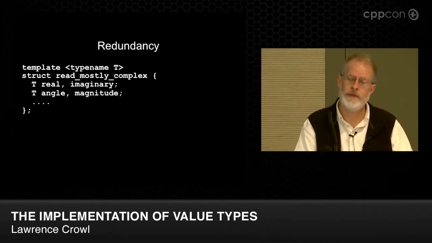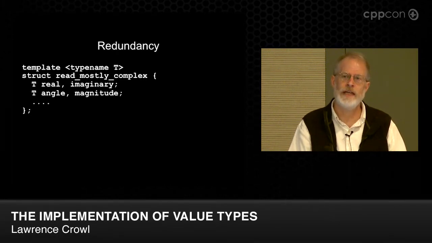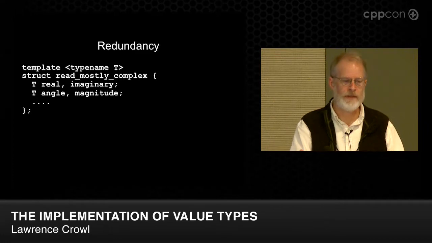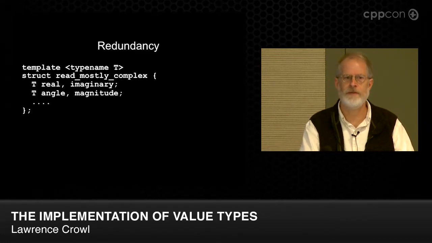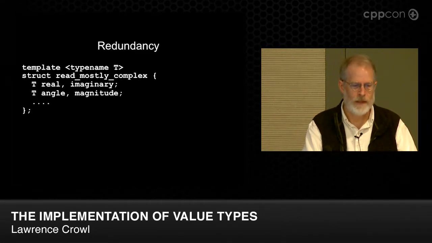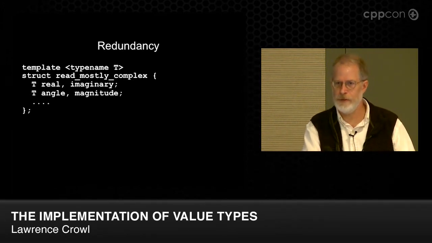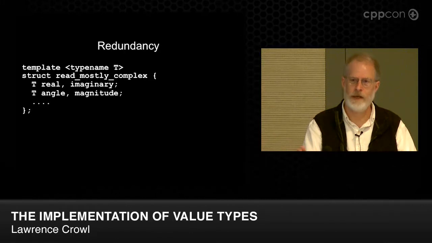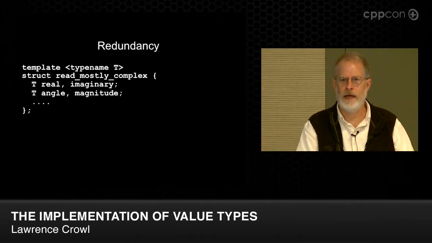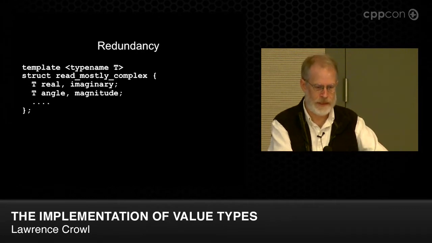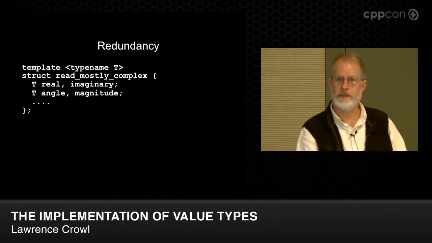You can have a type, if it's mostly read and only occasionally changed, you can keep both representations. So an operation like multiplication that might be a little better with polar coordinates just pulls those out. The magnitude. It's already in a polar representation. You don't need to do anything. You just pull it out. And a Cartesian representation, well, that's a few multiplications and a square root. So the redundancy can help.